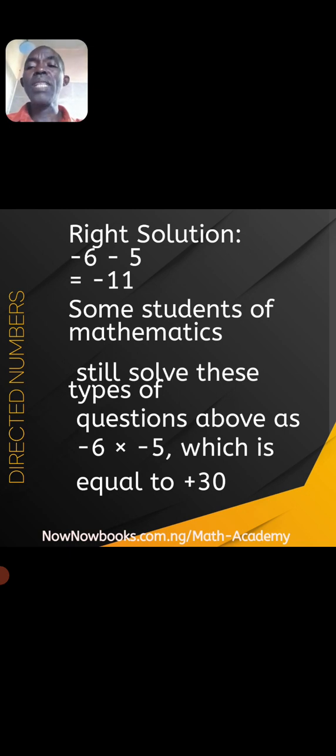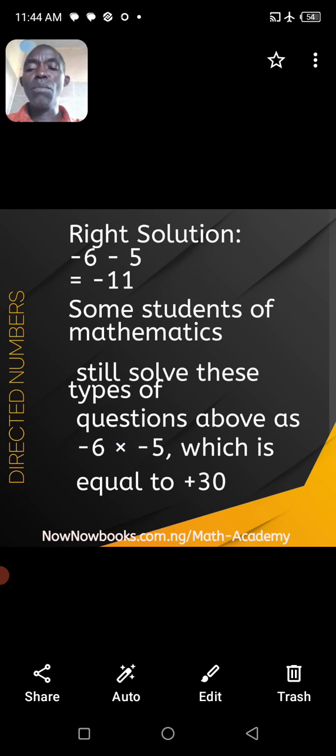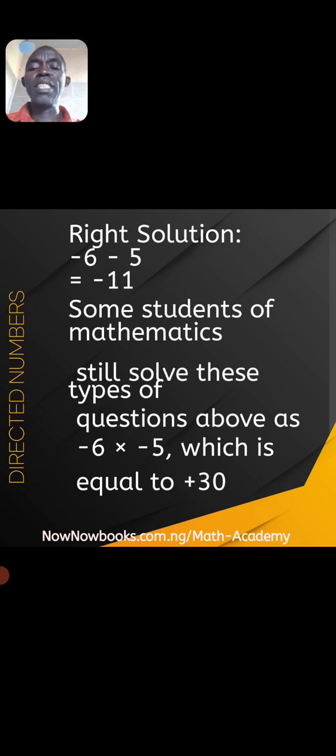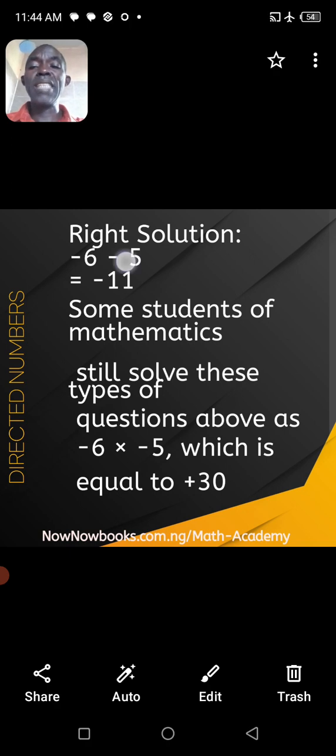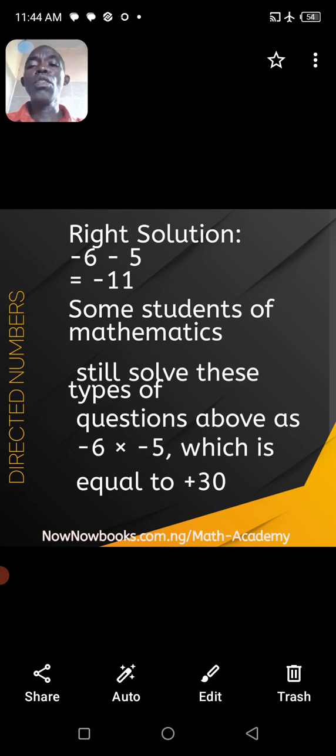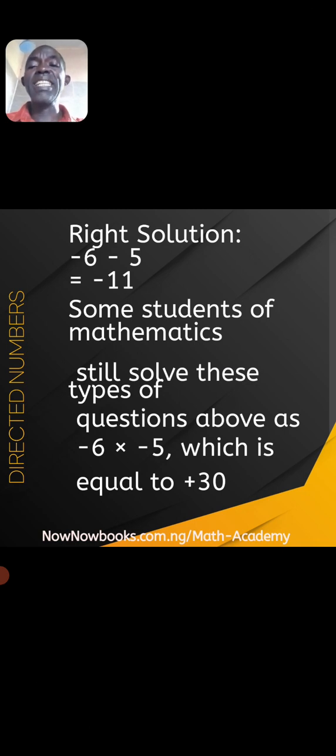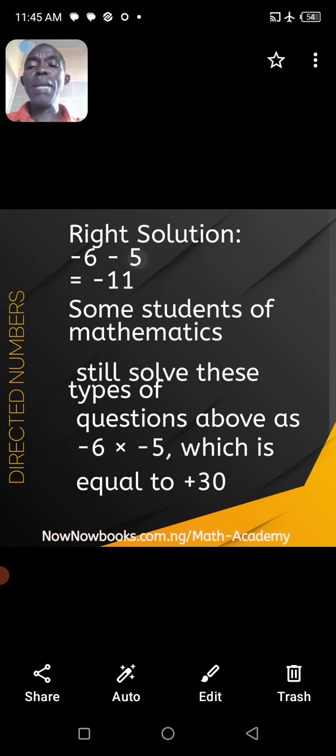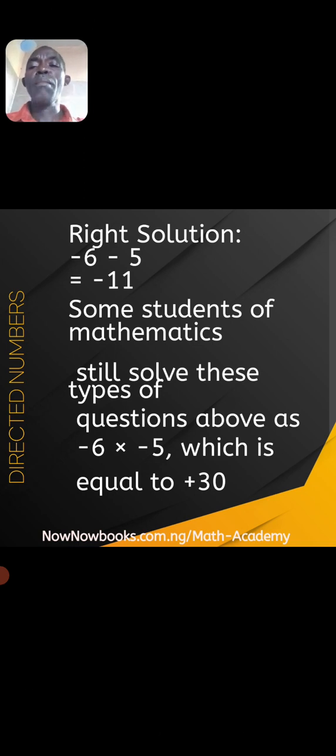So some students assume there is a multiplication sign in between minus 6 and minus 5. As a result of that, they solve the question by multiplying minus 6 and minus 5, which will rightfully give you plus 30. But because it is an addition problem, minus 6 minus 5 is equal to minus 11. For example, on the number line, you start from 0 and you move towards the negative side by minus 6, then with minus 5, you move further towards the negative side from minus 6.